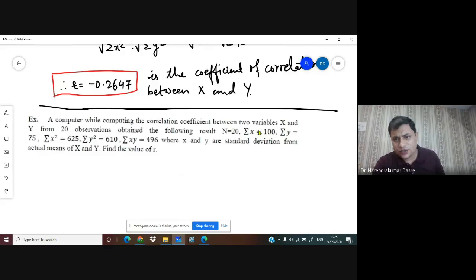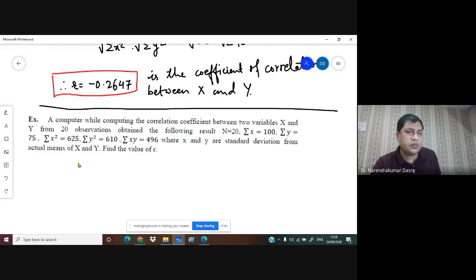I hope this answers your question. You can see the summation of small x is not equal to 0, and the summation of y is not equal to 0. So this is processed data, but in processed data the mean is not taken exactly. When this sum is not equal to 0, that means the mean is not taken exactly; this is the assumed mean. The mean is assumed and then the data is processed. If this happens, then we have to find the value of R.